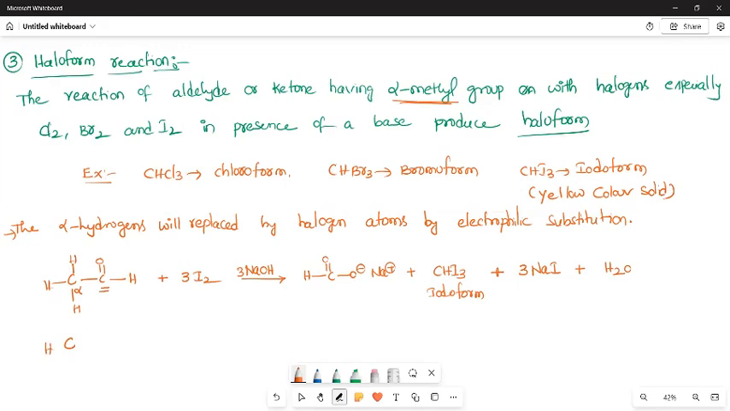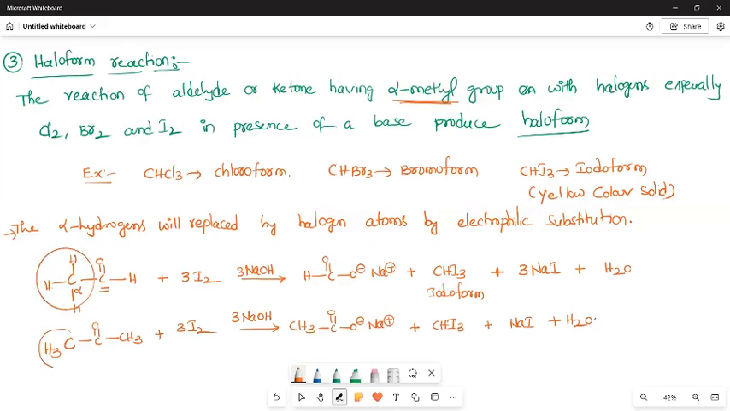Next one. If it is a ketone, CH3 C double bond O CH3, on reaction with 3I2 in presence of 3NaOH, we will get sodium acetate plus iodoform plus sodium iodide plus water. The only requirement is that a CH3 group attached to C double bond O should be there. When that is present, you will get the haloform reaction with base and halogens.